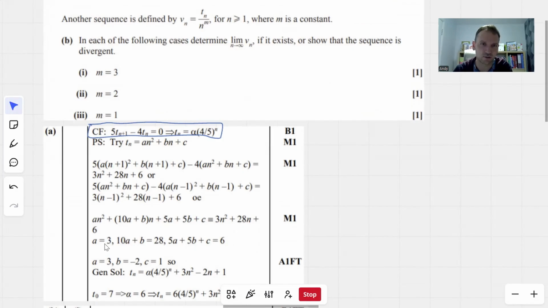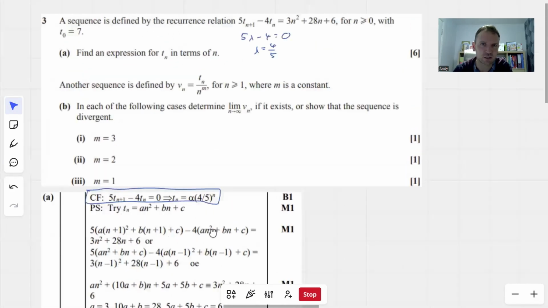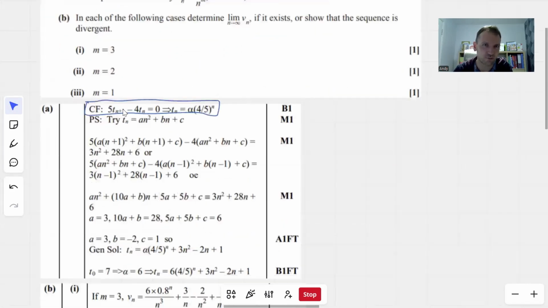But get your value of A is 3, your B is -2, and your C is 1 by comparing your coefficients of n squared, of n, and your constant, and those should come out. Your general solution is then your complementary function plus your particular solution. And that gets us this expression here, which they've labeled gen sol.